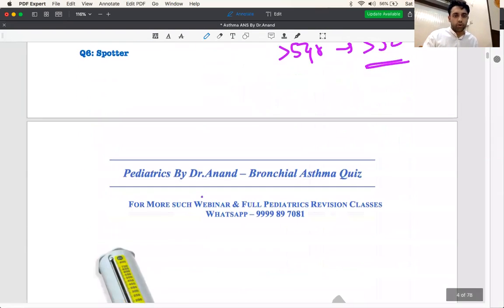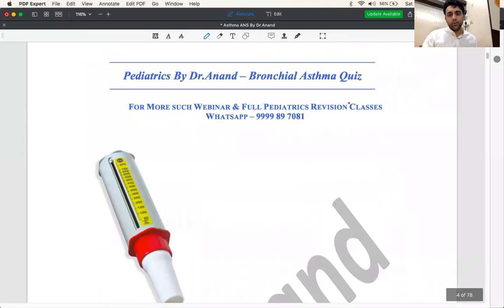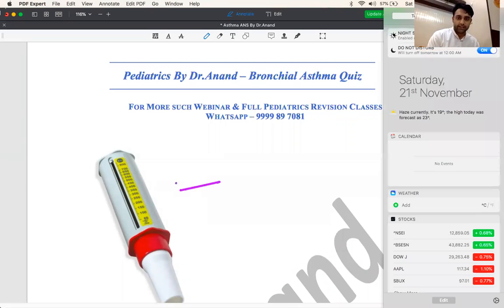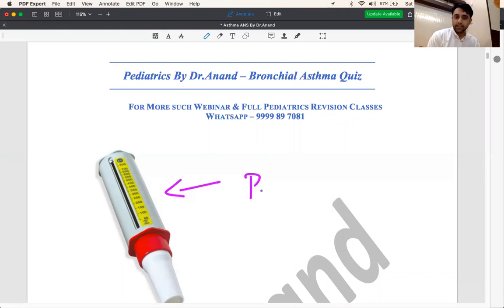Now this quiz I have made with a lot of thought, not just to add theory knowledge. I wanted to put more pictures, to show how exactly you will see things. So Rohan, what do you think? Swati? Yes, very good. This device is nothing but a peak expiratory flow meter. That is the first point.